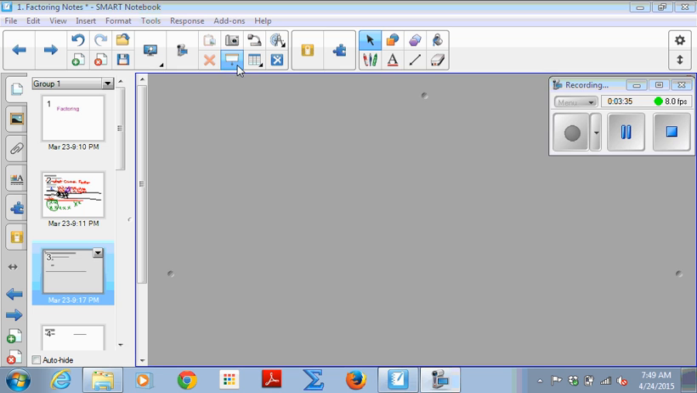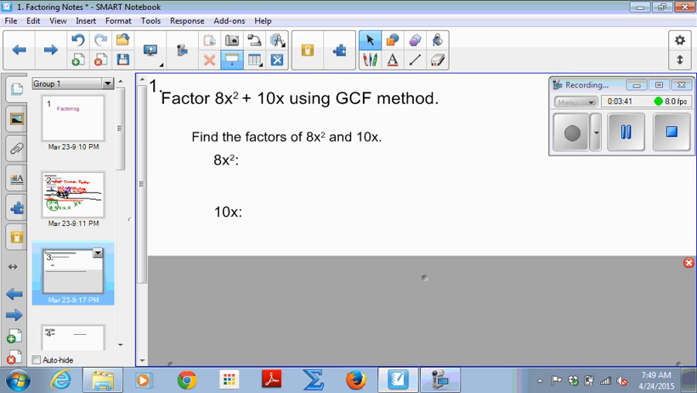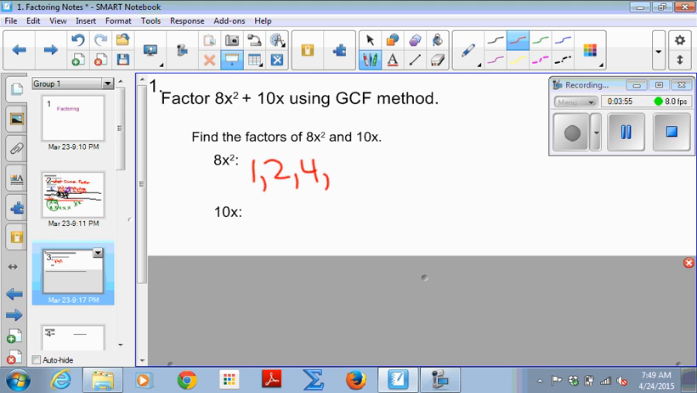All right, so now moving on into binomials. Today we're going to factor 8x squared plus 10x using our GCF method. So we're going to start by finding the factors individually of 8x squared and 10x. So for 8x squared, well, we've got 1, 2, 4, and 8 for the constant. And then we have x squared, or x to the 2nd power, for that one. For 10x, we've got 1, 2, 5, and 10 for our constant. And then we have 1x for the x.